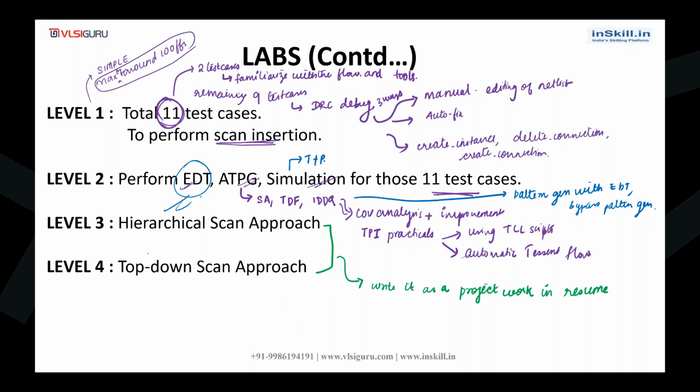For level 3 projects you'll have around 4K flops. For level 4 projects you'll have around 44K flops. In level 3 and level 4 projects we'll be covering the entire flow, like JTAG and MBIST insertion. In level 1 and level 2 projects, we have not done JTAG insertion, MBIST insertion, OCC insertion and so on, right? But in level 3 and level 4 projects we cover everything.